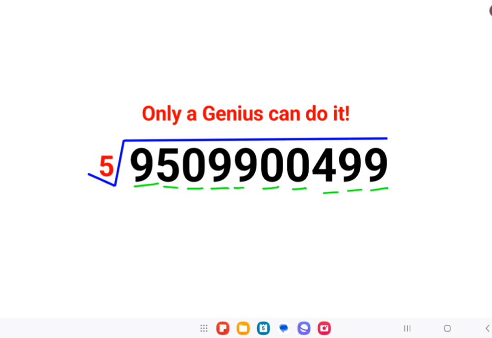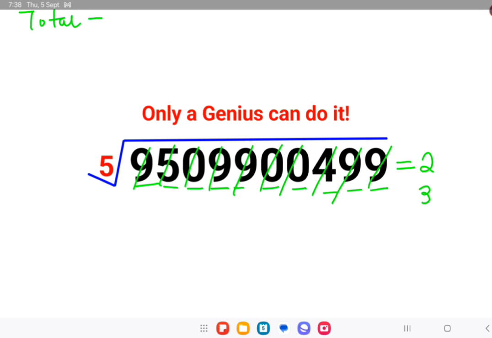Now first very important thing is that we need to check whether this is a 2-digit number or a 3-digit number. So now let's count how many digits are there. 1 2 3 4 5 6 7 8 9 and 10. So the total number of digits is 10.